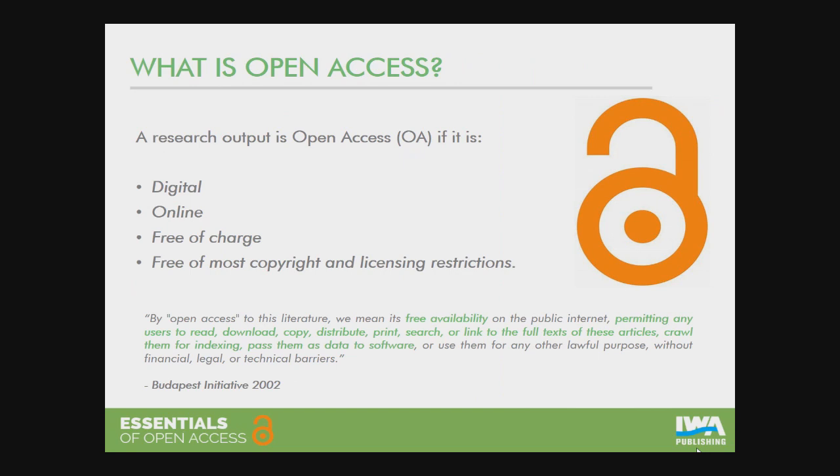I'll talk a little bit about that later as well, but for now, the important thing is that with open access, as someone who might want to access content, you should be able to read it, download it, copy it, distribute it, print, search, crawl, in the case of robots, use them for indexing and pass them on as data and software. So essentially the idea is really to be able to reuse content as much as possible and have it be free for anyone around the world to access as well.